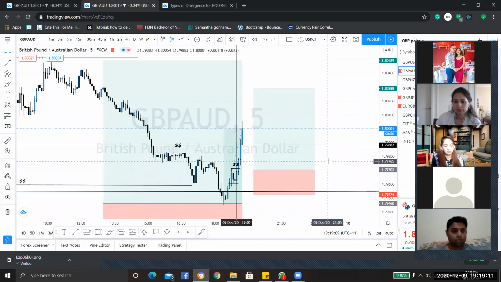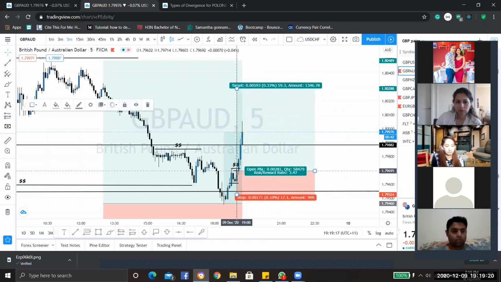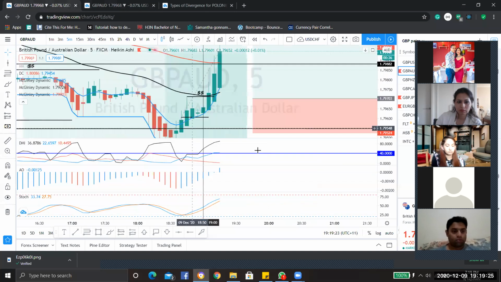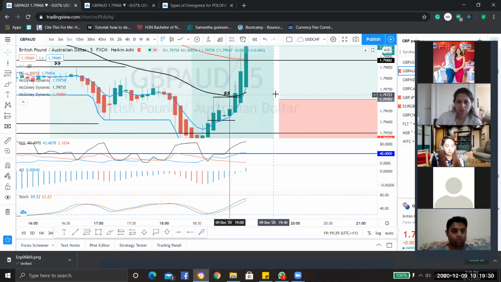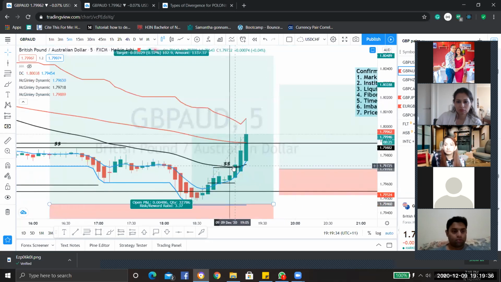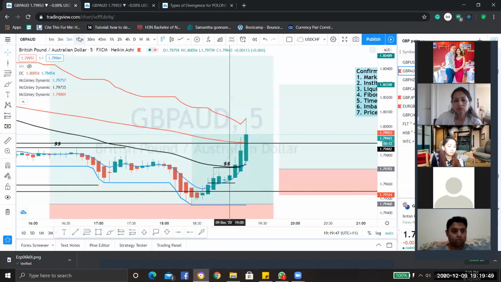Mark Douglas is also the author of Trading in the Zone and The Disciplined Trader, which is a must-read for any trader who wants to trade in the financial market. Okay, we are very sound. I am waiting for a nice little pullback for GBP Australian, because every time the price hits this DC 50 on the top, there is some retracement, so we should wait for the retracement.